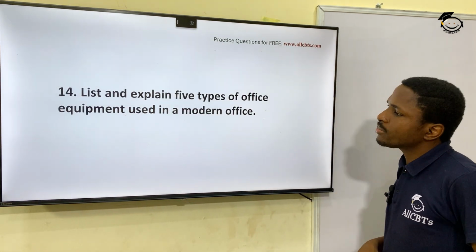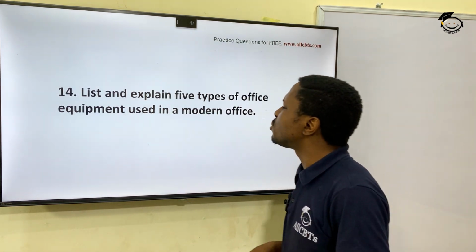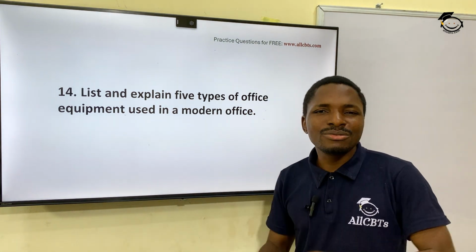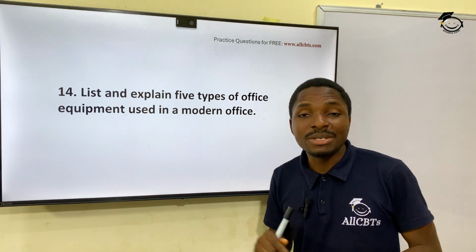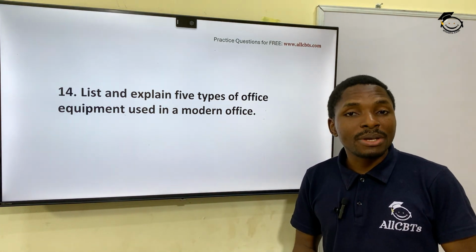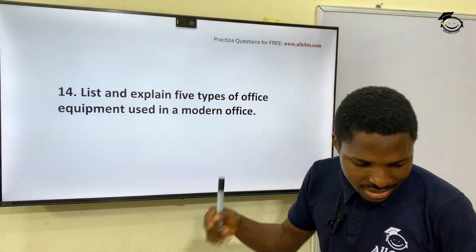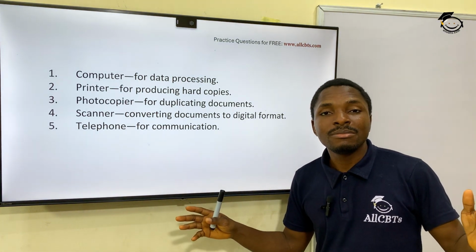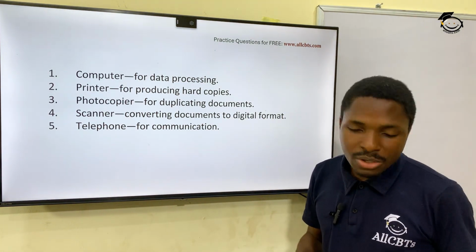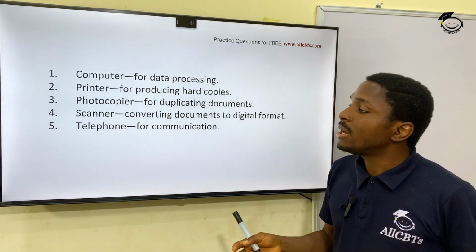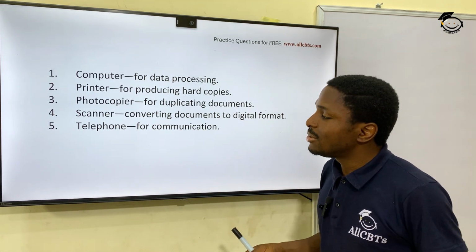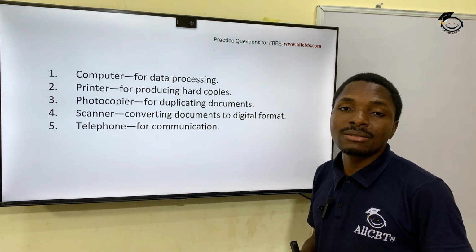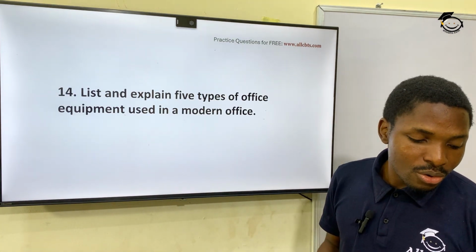Question 14. List and explain 5 types of office equipment used in a modern office. These are simple questions for you. You mustn't miss them. Of course, you have the photocopier, you have the printer. Let's see some of them. 1, you have the computer system, laptop, desktop, as the case might be. You have printer, photocopier, scanner, telephone. In some other offices, you will have internet, modem. Yes, they are all office equipment.